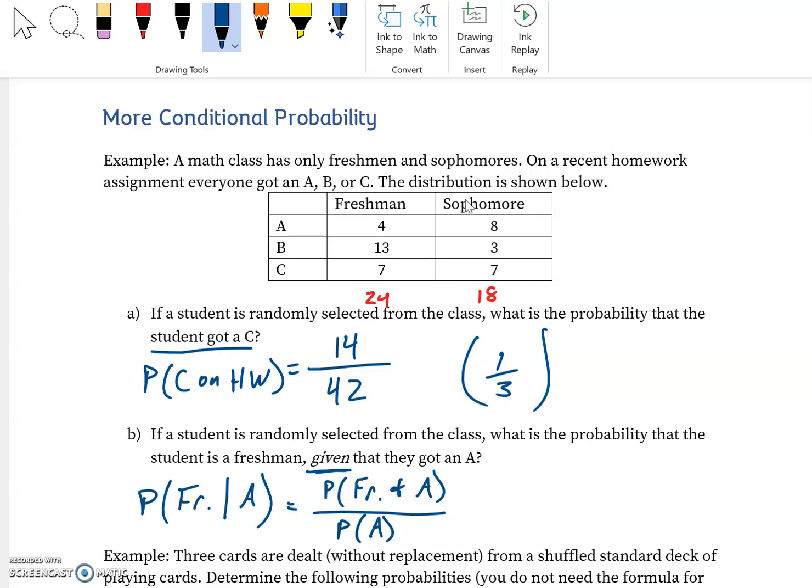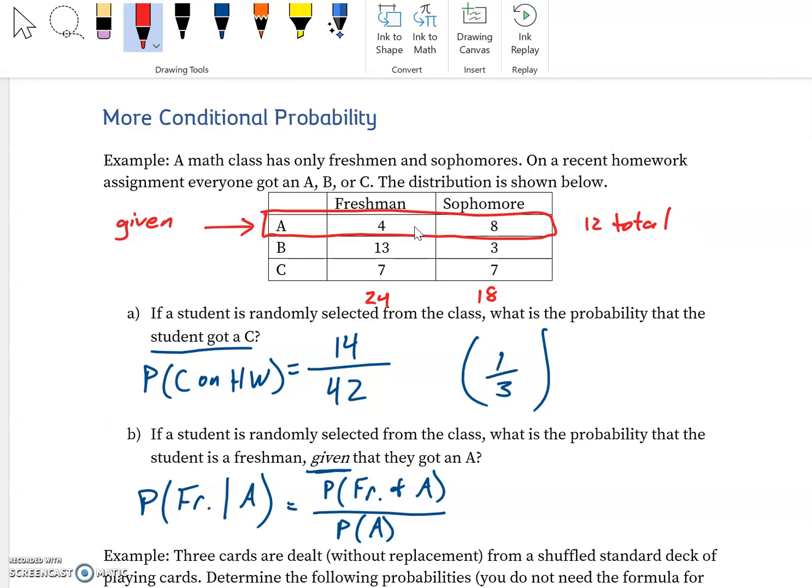So we could use the formula for this, but it turns out we don't really so much need that. We can just kind of use a little bit of logic when we have a table here. So if I want to say given that they got an A, basically what we're saying is I'm only interested in the people in this first row, right? So given that we land here, we want to know what is the probability that the student is a freshman. Well, okay, how many people in total got an A? 12 in total.